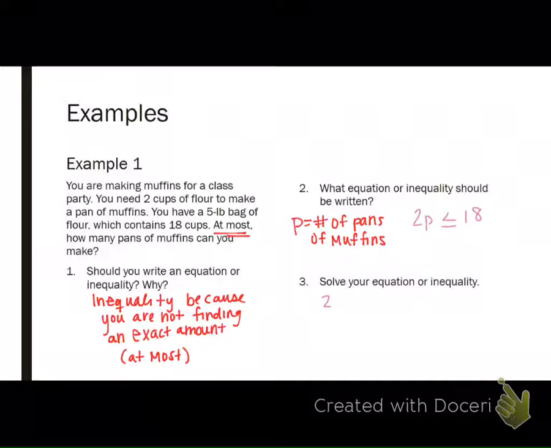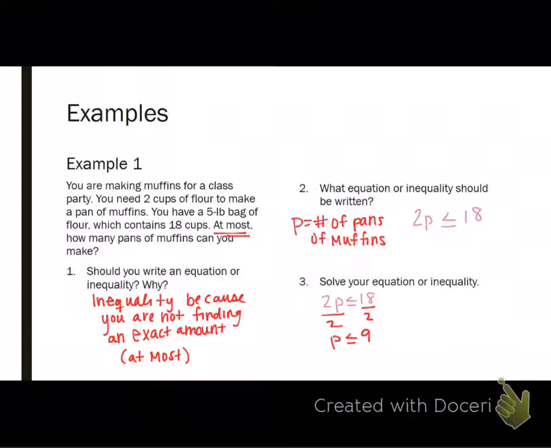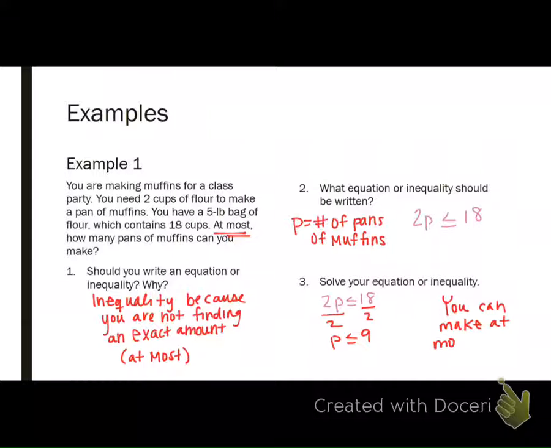Okay, so we go to solve it. You did a very good job, Colin, with yours. It's 2 cups per pan, right? And you have no more than 18 cups of it, right? You have 18 cups, but no more. So you can divide by 2. We don't flip the inequality there. We get P is less than or equal to 9. So you can make at most 9 pans.